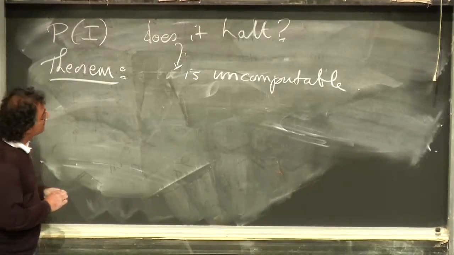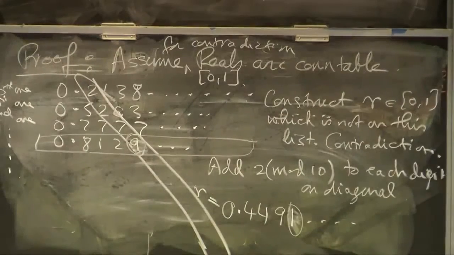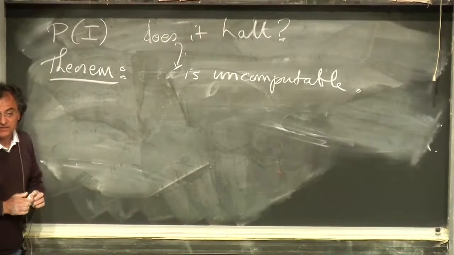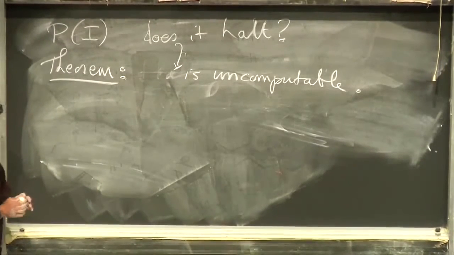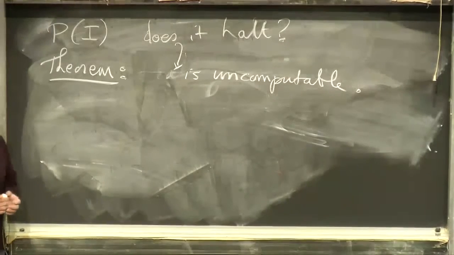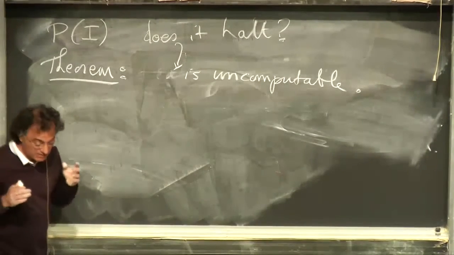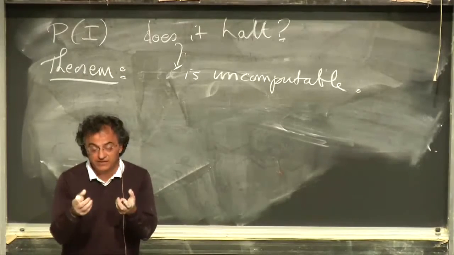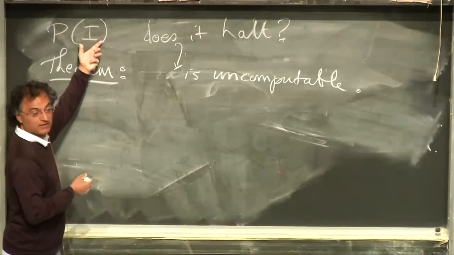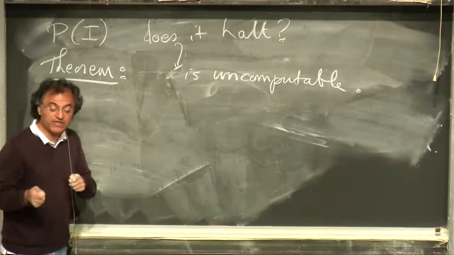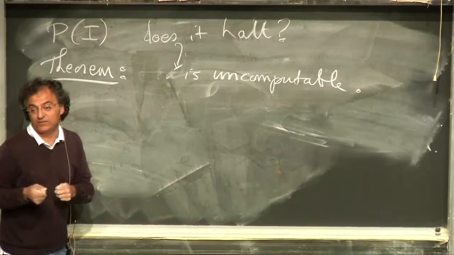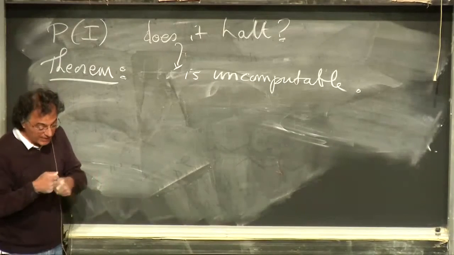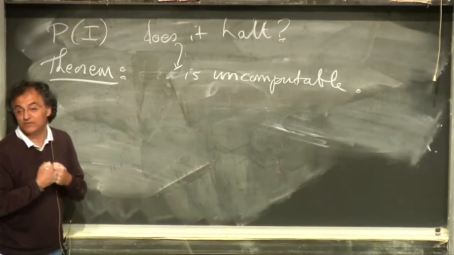So let me say a couple of things about this proof that the halting problem is uncomputable. You cannot give a program and an input to it and tell. There's no systematic way of telling whether it's going to eventually halt or not. Even though it would be extremely useful in analyzing programs, this is just something you cannot do.